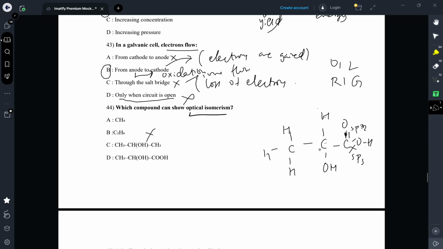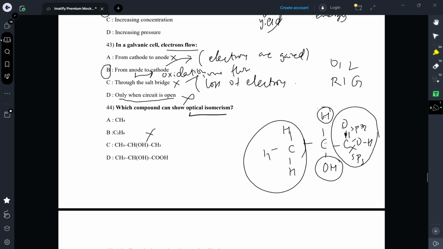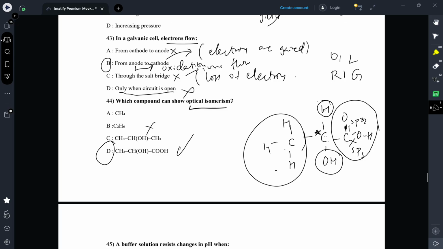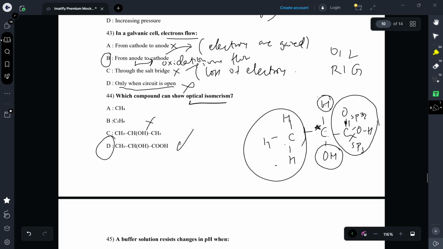Look at this one now. This one has hydrogen here, an OH group, hydroxyl group here, a CH3 methyl group here, and then a carboxylic acid group here, the carboxyl group. So it has four different groups attached. It is sp3 hybridized, so this one is a chiral carbon, and this one can show optical isomerism. So to show optical isomerism, we should have at least one chiral carbon.